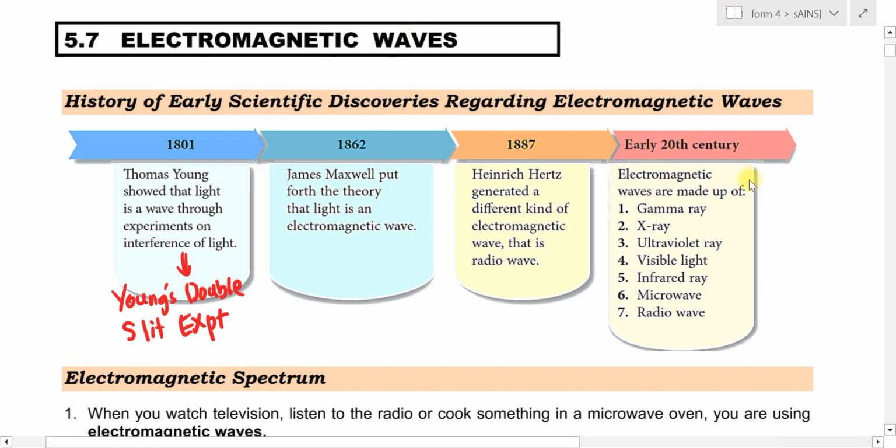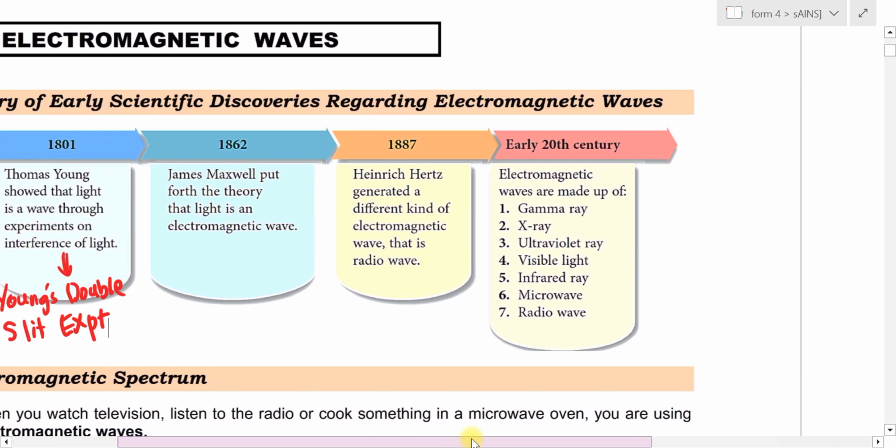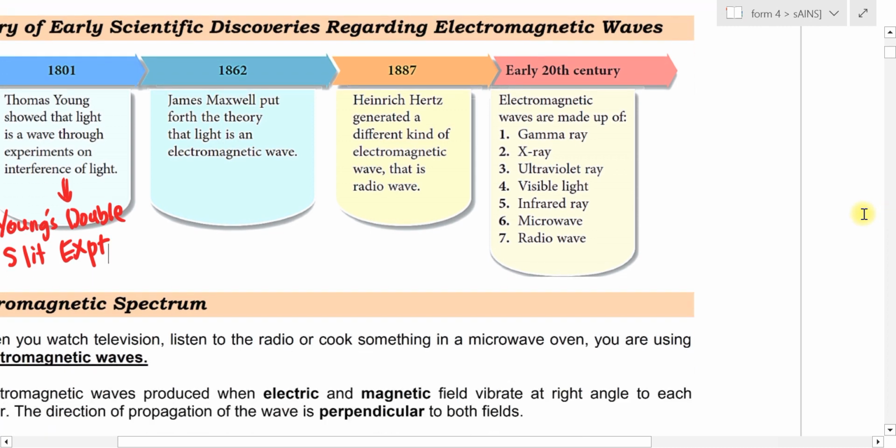Then early 20th century, kita ada electromagnetic wave yang terdiri daripada gamma, X-ray, ultraviolet, visible light, infrared, microwave, radio wave. Jadi ada cara kita nak hafal benda ni. Ini kena... let me drink water. Kita ada radio wave, microwave, infrared, visible, ultraviolet, X-ray, gamma.